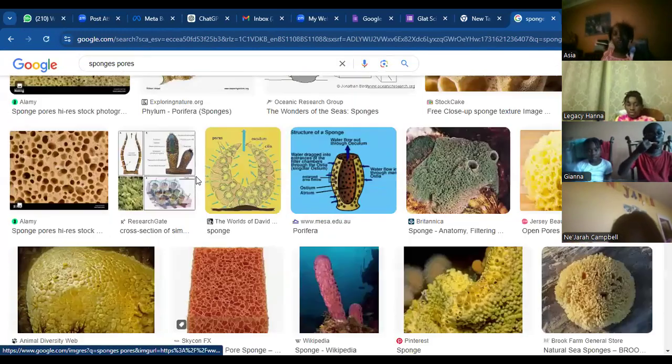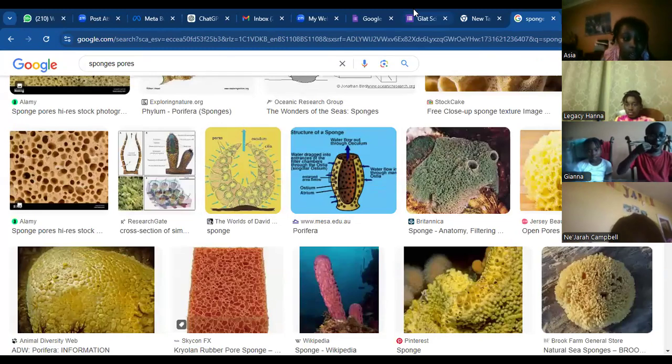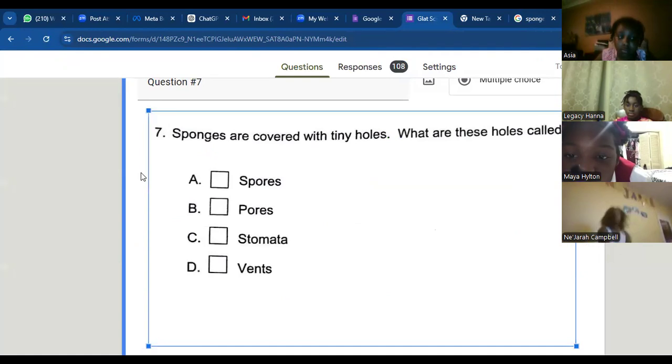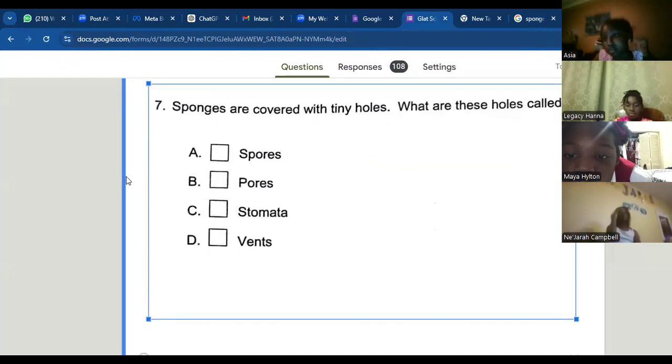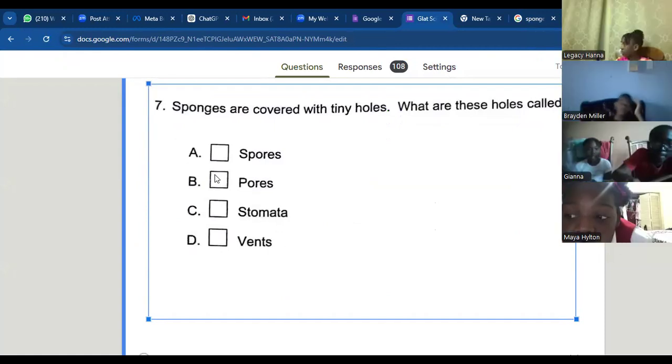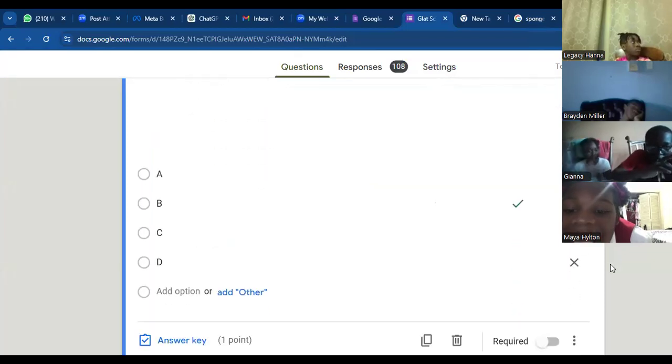Anyone add B for pores? I did. Yeah, pores is the correct answer. Anyone get that wrong? I put A. Spores. Remember, spores is for fungi. Okay, let's move on.